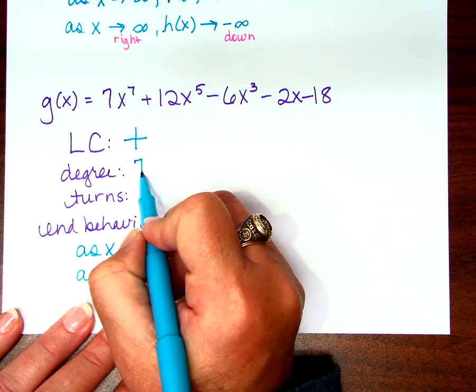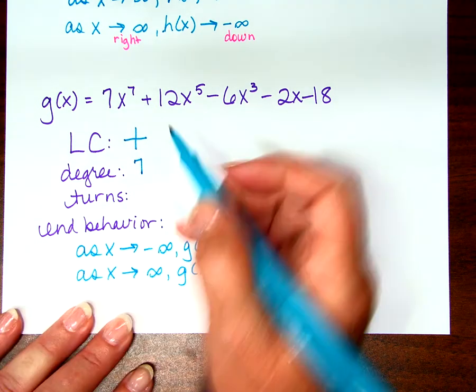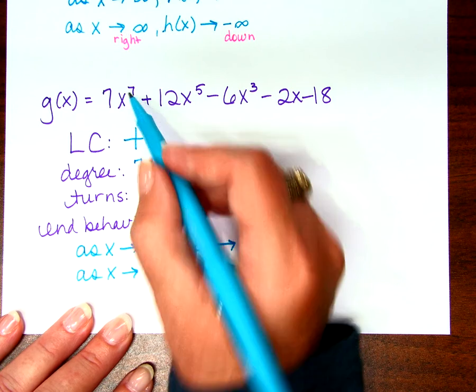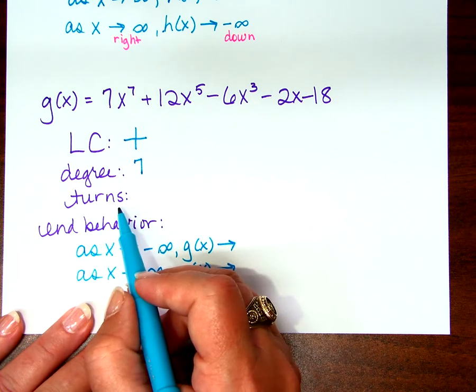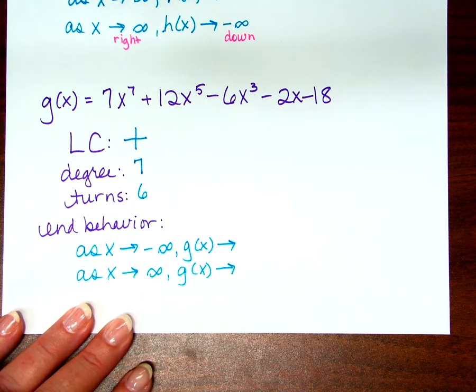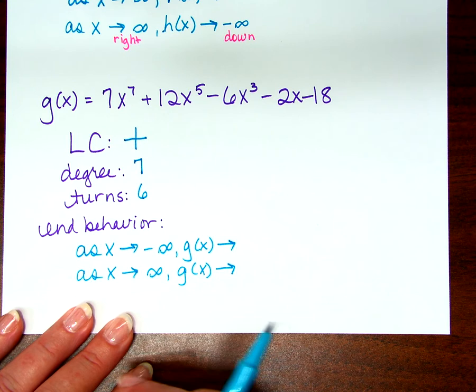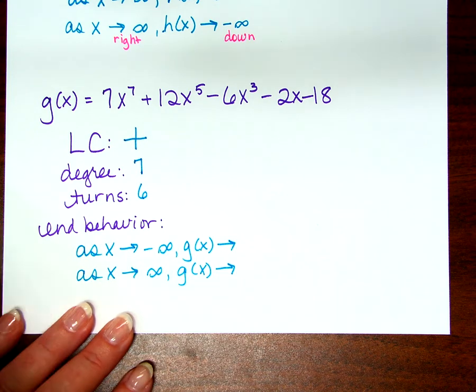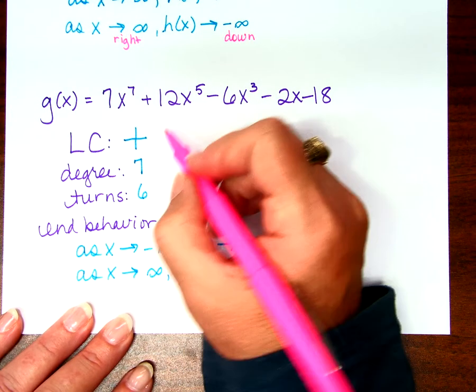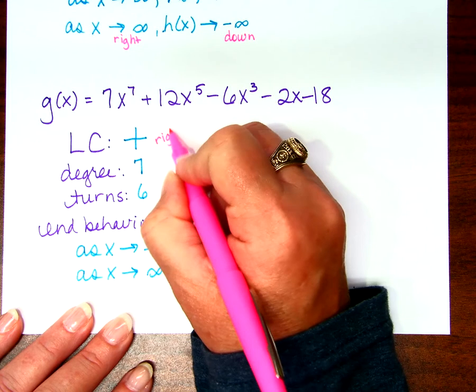Okay. What is the degree? 7. And how do you know that? It is the highest exponent. Okay. What about the number of turns? 6, because 6 is 1 less than 7. Perfect. Okay. So I look at this, my leading coefficient, and I know that tells me my right behavior.